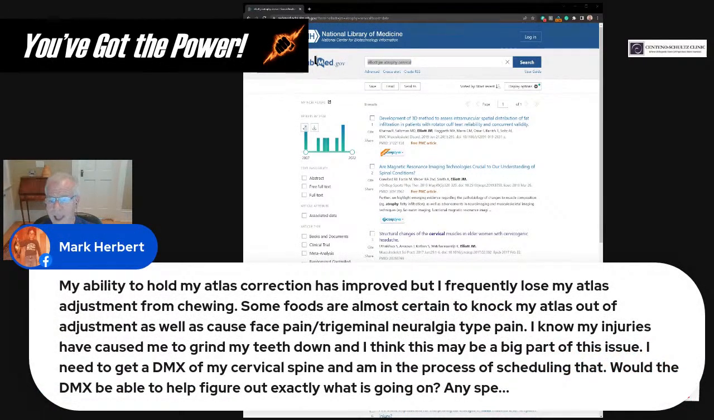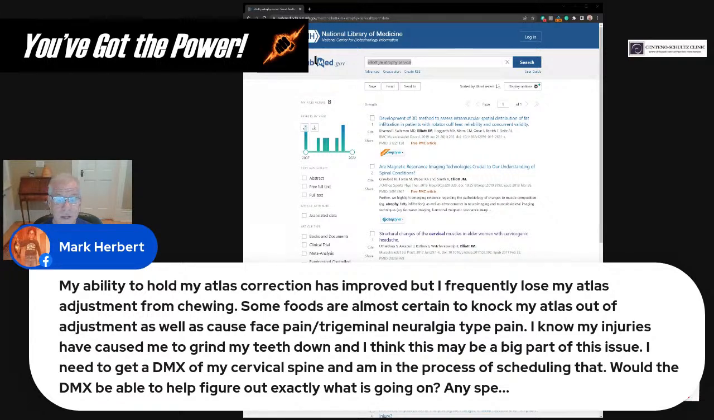Mark, my ability to hold my atlas correction has improved, but I frequently lose my atlas jumps from chewing. Some foods are almost certain to knock my atlas out of adjustment as well as cause face pain, trigeminal neuralgia type pain. I know my injuries have caused me to grind my teeth down, and I think this may be a big part of the issue. I need to get a DMX in my cervical spine, and I'm in the process of scheduling that. Will the DMX be able to figure out exactly what's going on?